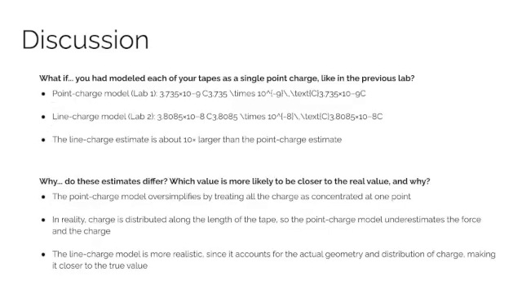An interesting part of this project was comparing different models. If you model each tape as a single point charge, like we did in Lab 1, you get 3.7 × 10^-9 coulombs. But the line charge model from this lab gave me nearly 10 times more charge, around 3.8 × 10^-8 coulombs. The reason is that the point charge model oversimplifies by concentrating all the charge at one spot, which underestimates the true force. The line charge model is closer to reality since it accounts for the full geometry of the tape.